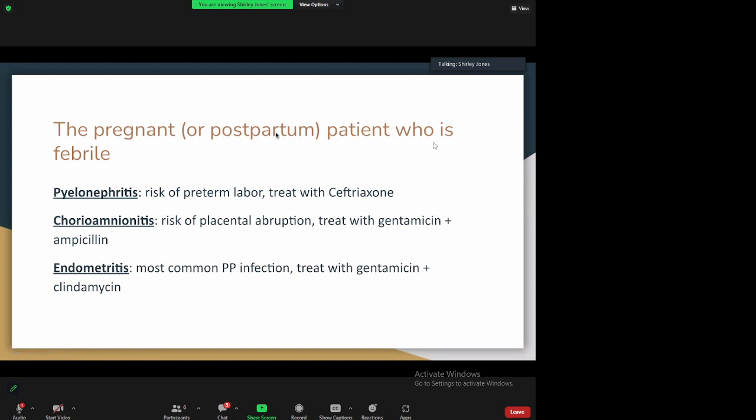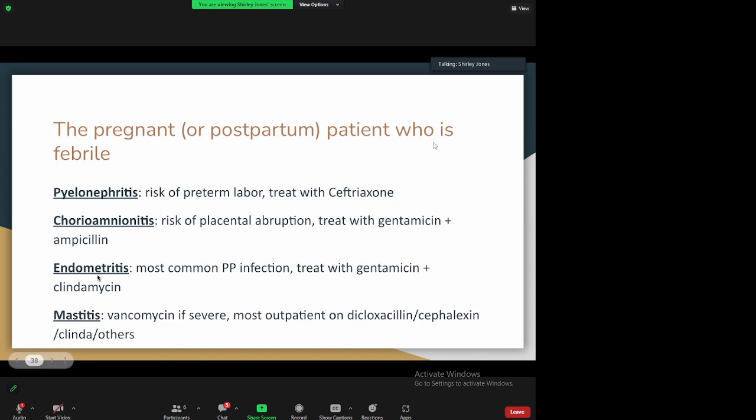Endometritis. So this is going to be your postpartum patient. And this is the most common postpartum infection. This is especially risky in a patient that had a C-section. C-section patients are at 25 times higher risk than a vaginal delivery. And because of their recent procedure, their recent birth, we have to worry about gas-forming strep species like group A strep. So that's why we have to give them clindamycin instead of ampicillin. So it's treated with gentamicin plus clindamycin. Chorio is gentamicin plus ampicillin.